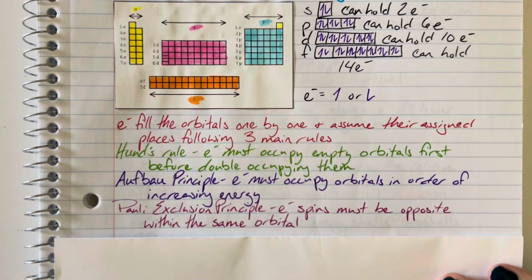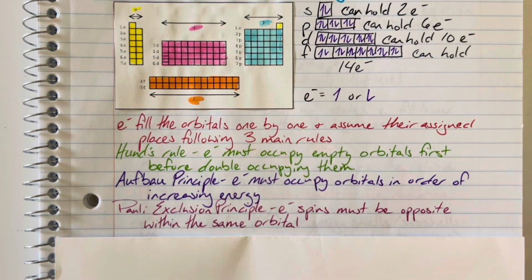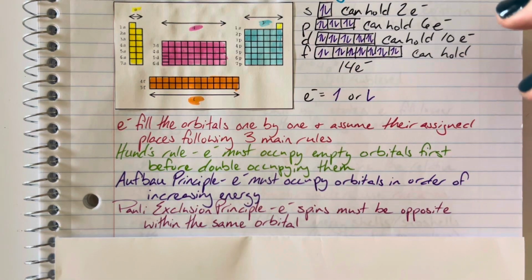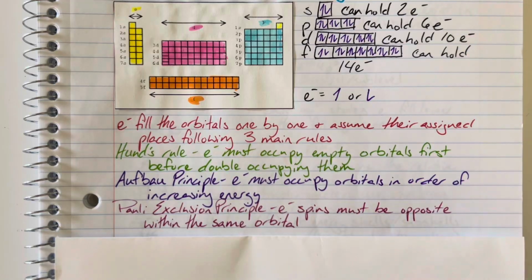And the last thing is going to be the Pauli exclusion principle, which states that electron spins must be opposite within the same orbital. So within the same box, those electrons are going to be facing away from each other. They do not like each other, and they are going to look away, not in the same direction, not towards each other at all.